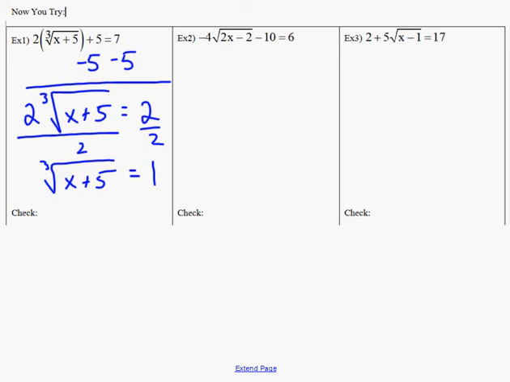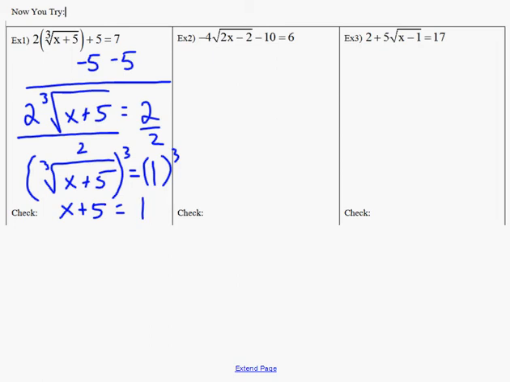And now I'm trying to get rid of the cube root sign. Since we square a square root sign to get rid of it, the natural thing to do here is to cube a cube root sign to get rid of it. So a cube root sign and a cube are going to cancel each other out, and we'll be left with just x plus 5 is equal to 1 cubed, and 1 cubed is just going to equal 1.